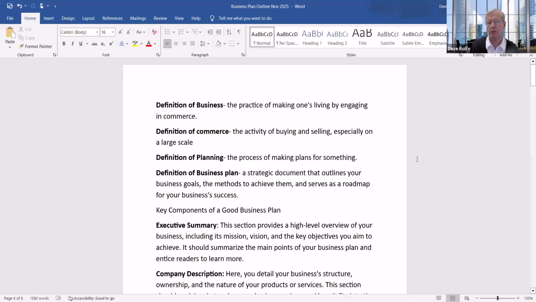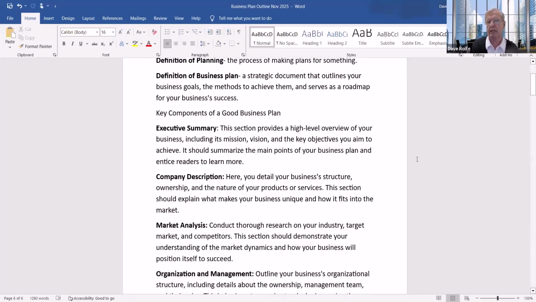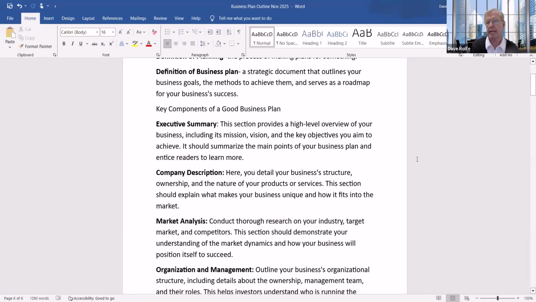Now, you can Google search this. These are the key components of a good business plan. Executive summary: this section provides a high-level overview of your business, including its mission, vision, and the key objectives that you aim to achieve. It should summarize the main points of your business plan and entice readers to learn more. So when I started, I created this executive summary for me about what I was involved with to attract attention. And it was based on what I saw, who I was involved with, what I did, all of those kinds of things.